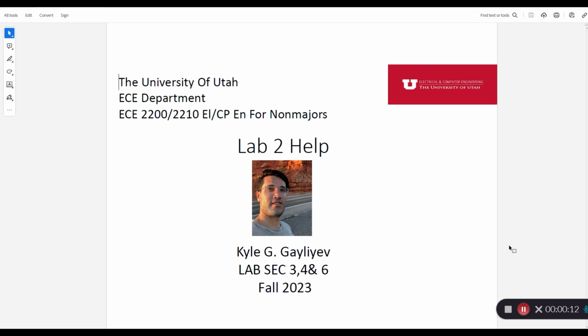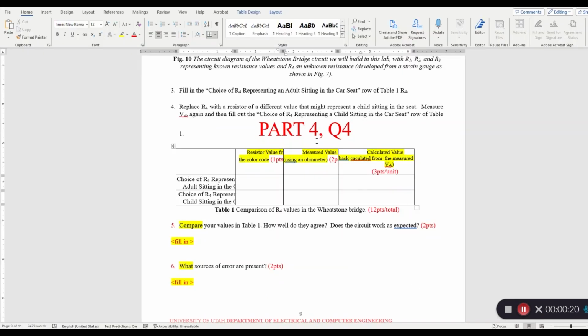I decided to make a video to explain some part of the lab, thinking this will be helpful. The first thing that we will be looking at, part 4, question 4. I was asked whether this last section be filled by resistors or voltage difference, and the answer is you need to put here the value of R4 but calculated version of R4. In order to calculate that, you need VAB, which is the voltage difference between node A and B, and I will show you how to do that in a minute.